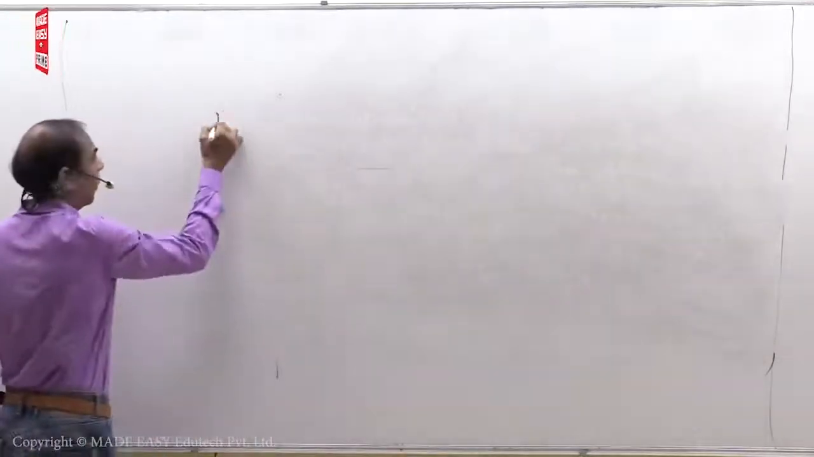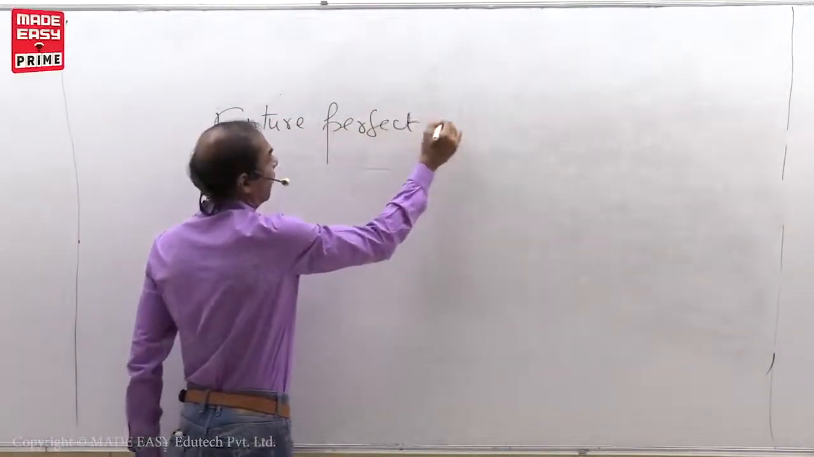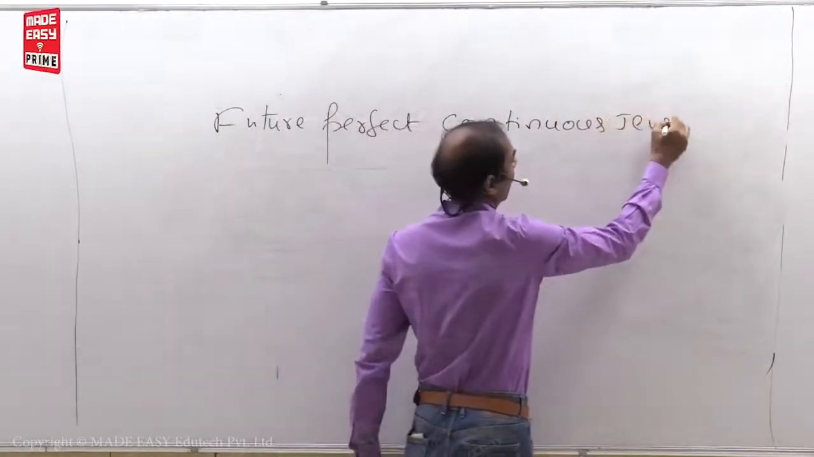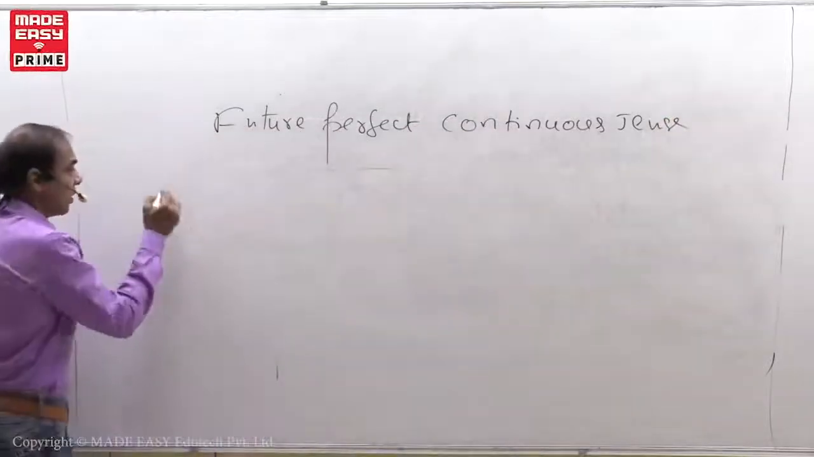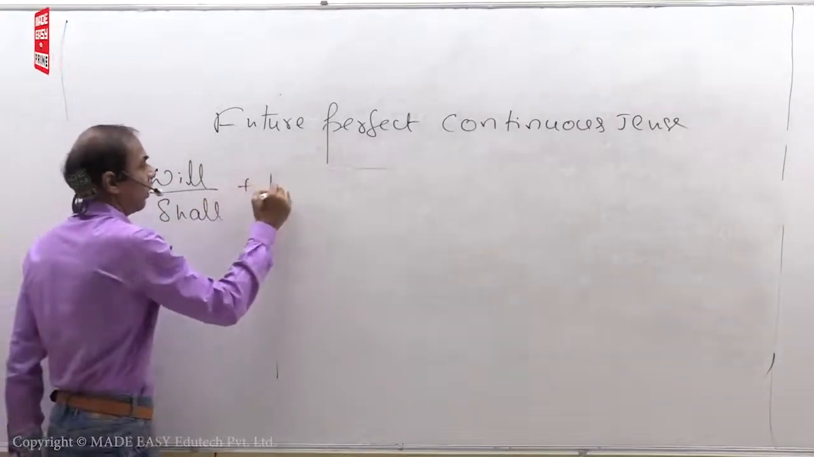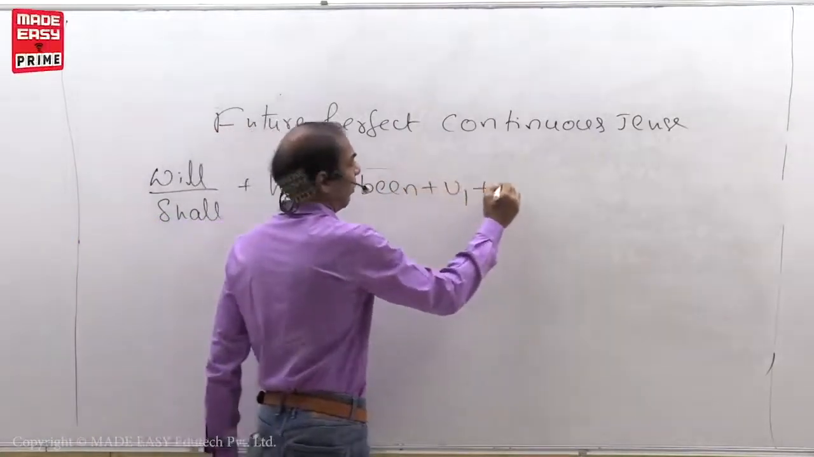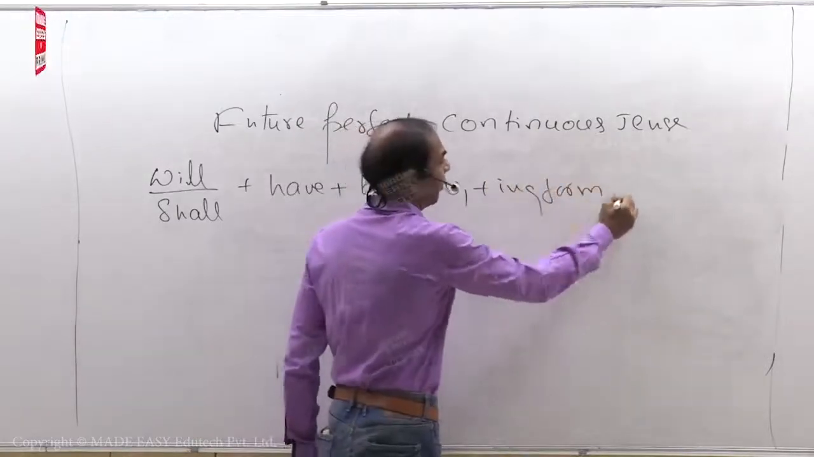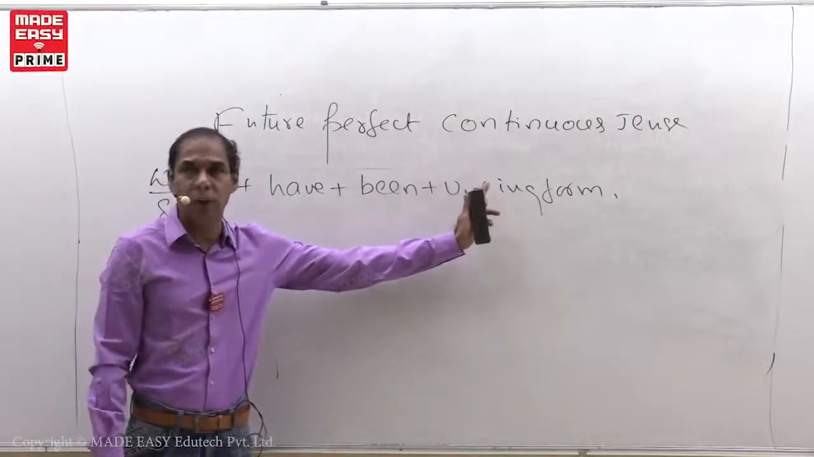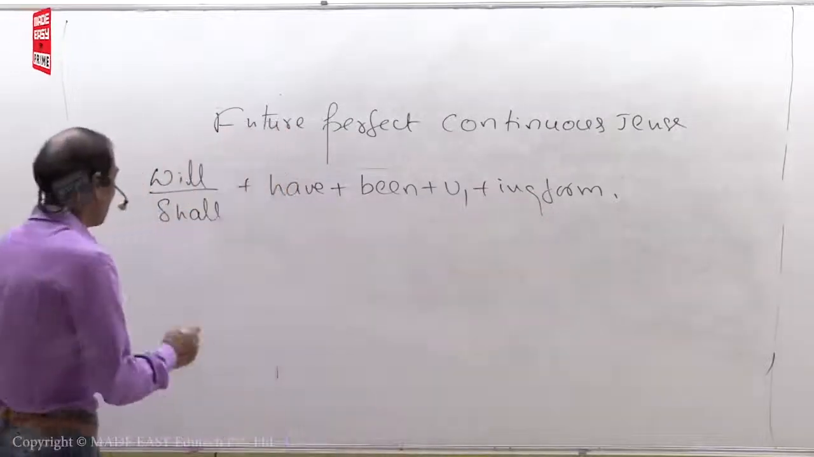Last one. Future perfect continuous tense. Future perfect continuous tense. What is the formula? Will or shall plus have plus been plus be1 plus ing form. Will or shall plus have plus been plus be1 plus ing form. Okay. Situation 1.